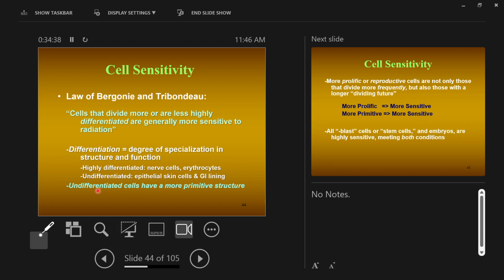Undifferentiated cells have a more primitive structure. They don't know what they want to be yet. Okay, they're going to become something, but they still need to become that something. It's like a child, right? Doesn't know what it wants to be when it grows up. And well, children are a little more fragile too, right? Easier to hurt. Yeah. Same. It's analogous to people.